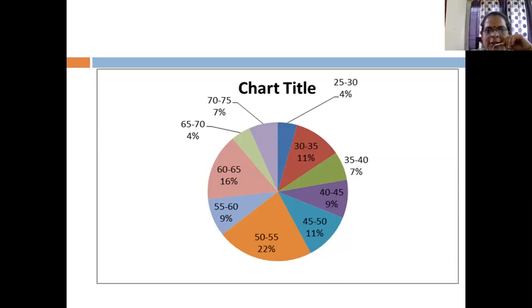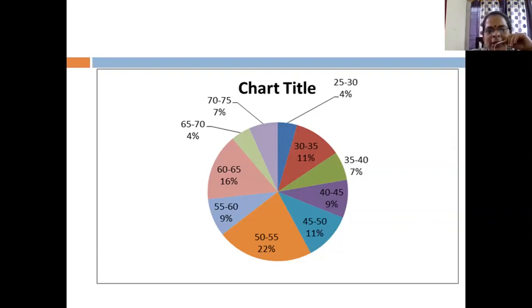Here, for example, for 25 to 30, the frequency was 2. So 2 divided by 45 into 360 degree, like that you can draw. Or 2 means what percentage of 45? That is 4 percent. Then 4 by 100 into 360 degree, like that we have drawn this.